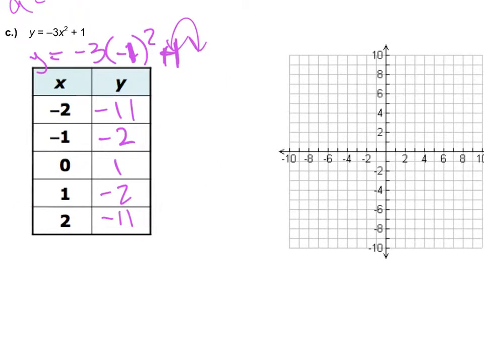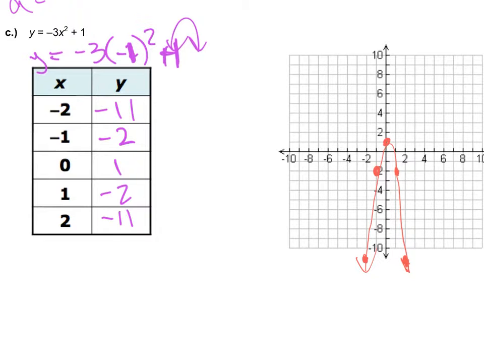Negative 2 comma negative 11 is like down here. Negative 1 comma negative 2, 0 comma 1, 1 negative 2, and 2 negative 11. I'm having a hard time connecting these dots.